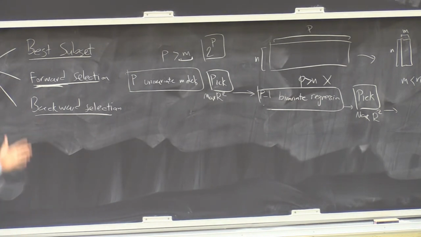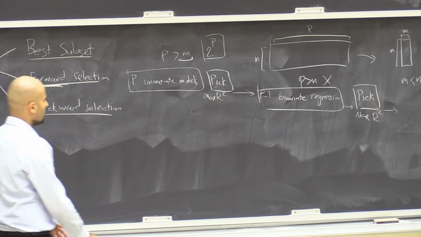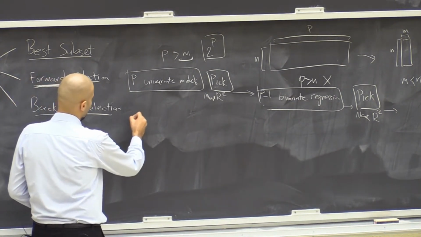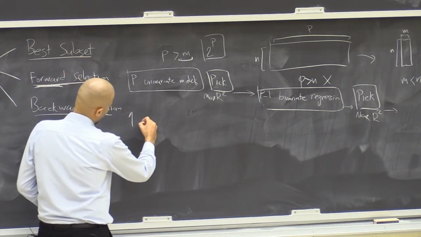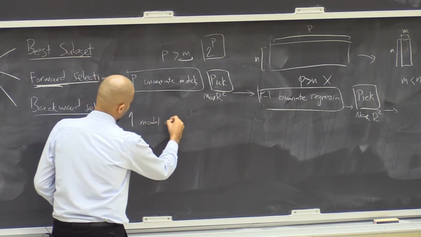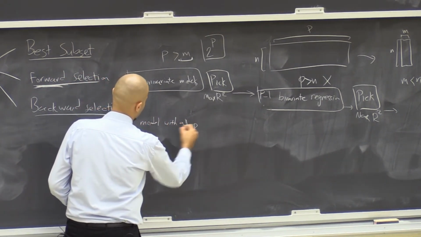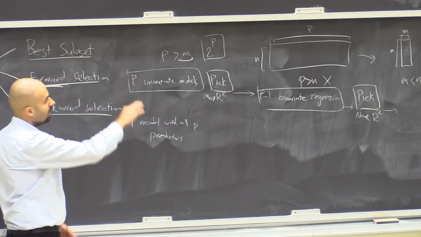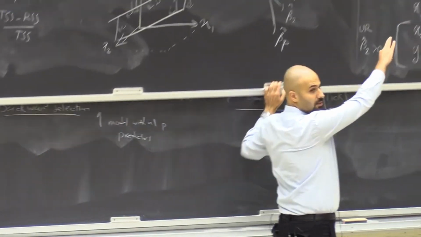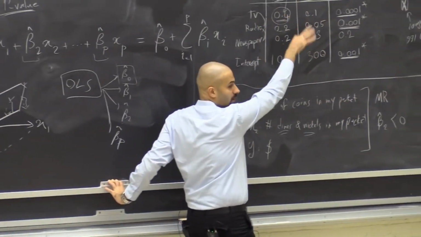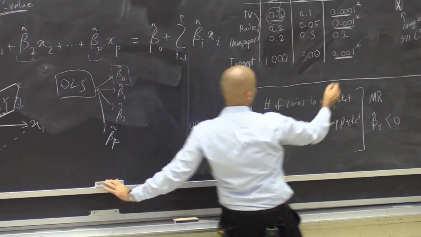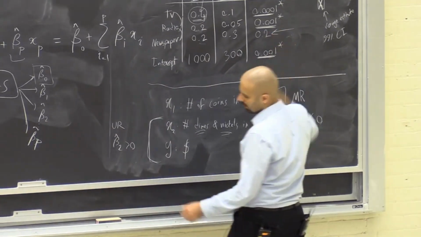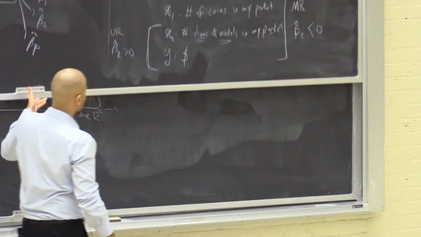And then another method is backward selection. With backward selection, first we fit one model with all P predictors, right? And then we look at the table of that model. It's something like this. Let's say all the predictors are just 3. We look at the model, we see this is the feature that is not significant. So let's get rid of newspaper. We get rid of newspaper.